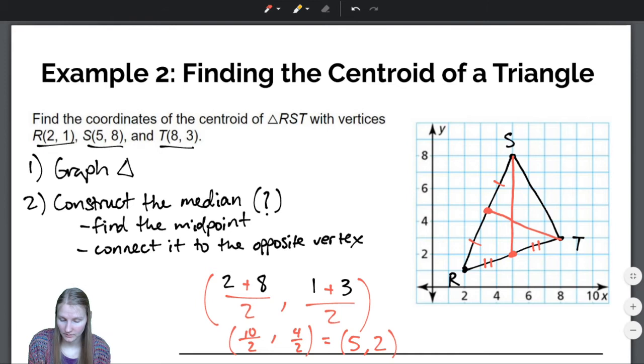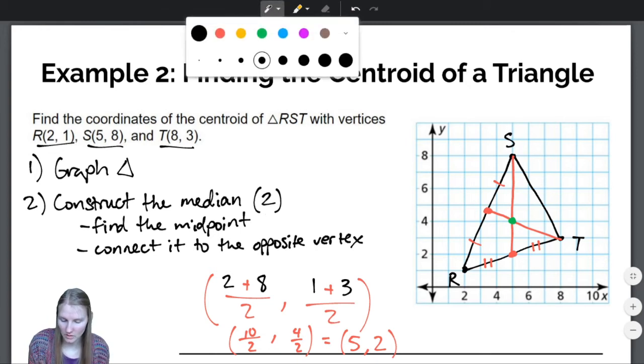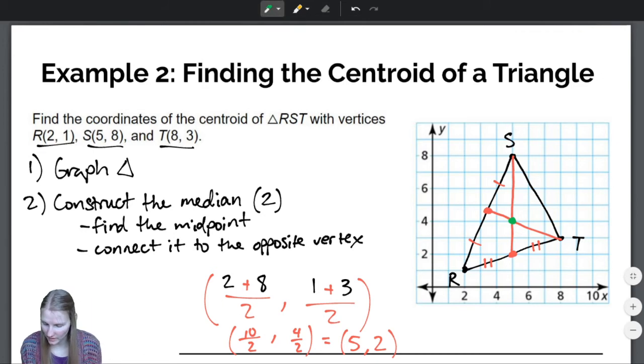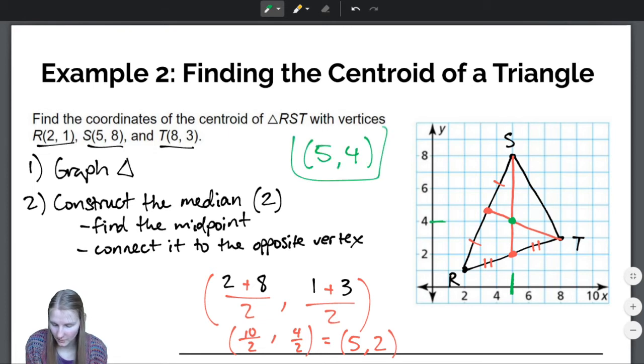Okay, now there's your centroid. I only need to find two medians, right? The third one is going to go directly through there. So the centroid is at 5, 4. 5, 4. And that's where my centroid is.